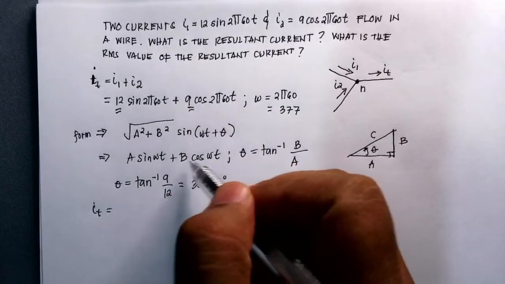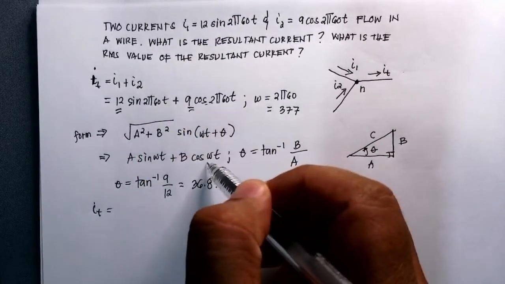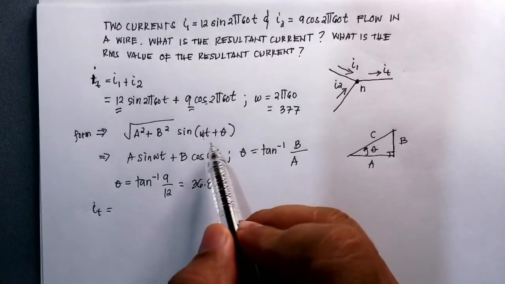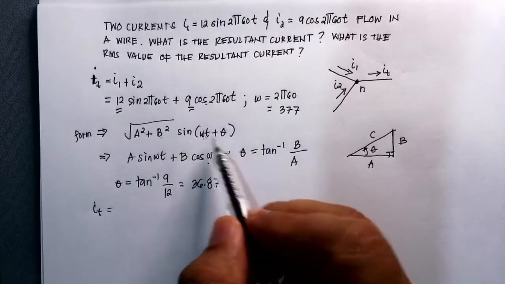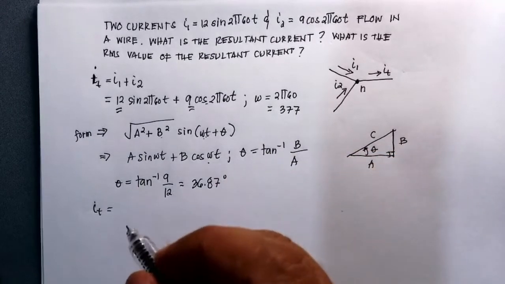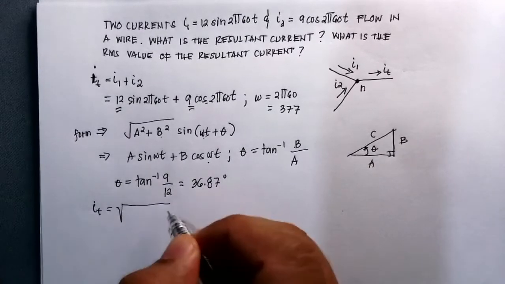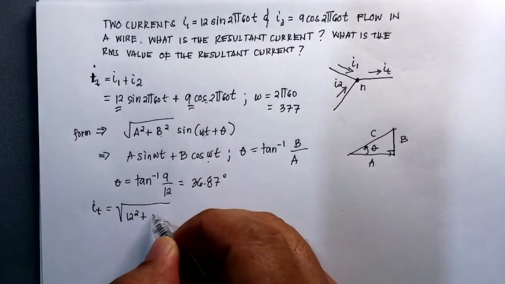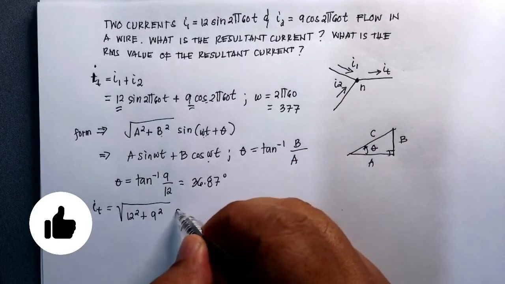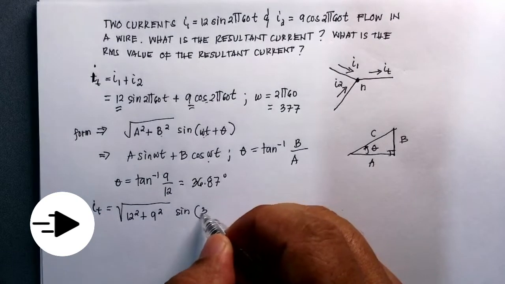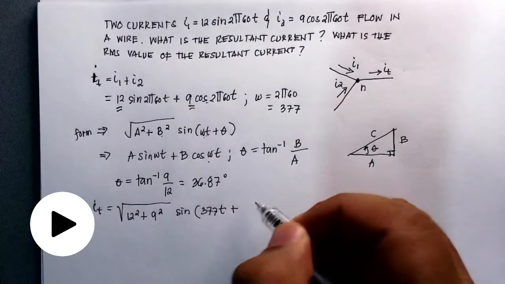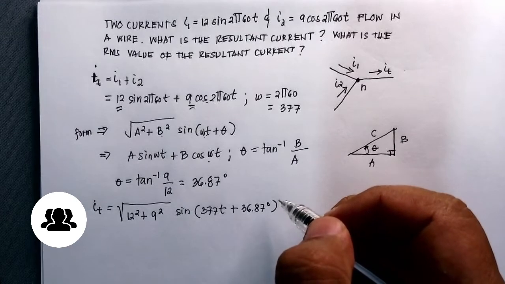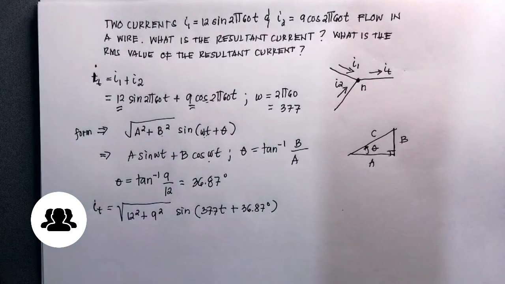And so we can easily get the value of our I t, or the total current. Since we have already values for A, B, omega t and theta, that simply gives us A equivalent to the square root of 12 squared plus 9 squared, and sine of omega, which is 377t, plus theta, which is 36.87 degrees.